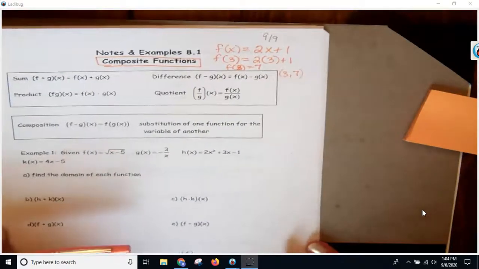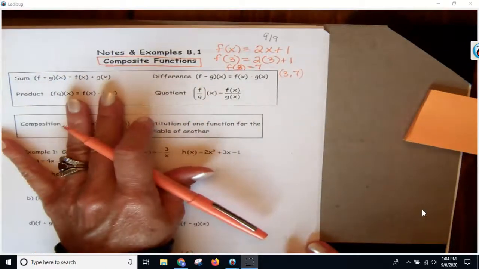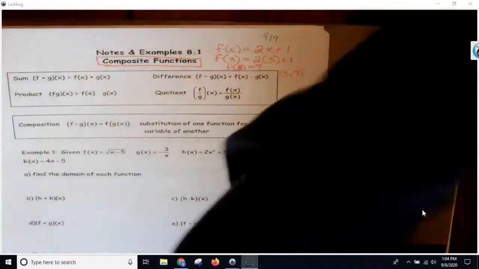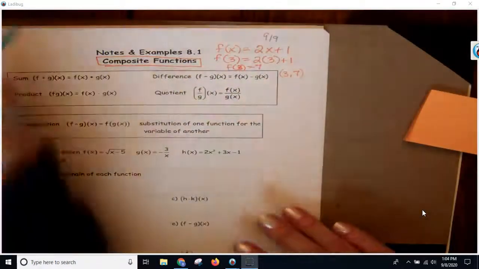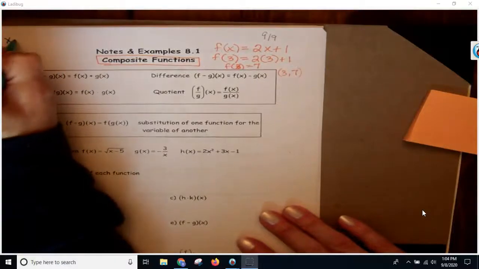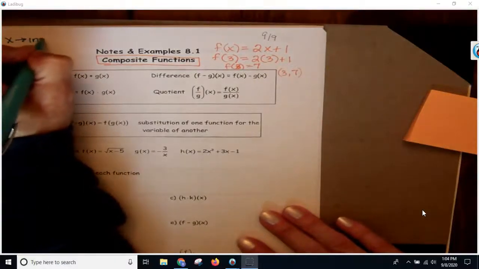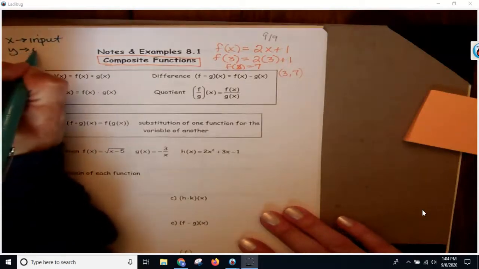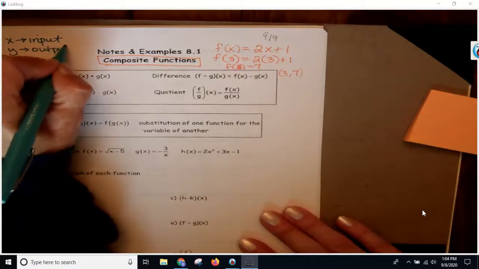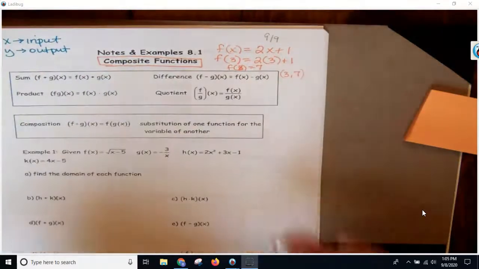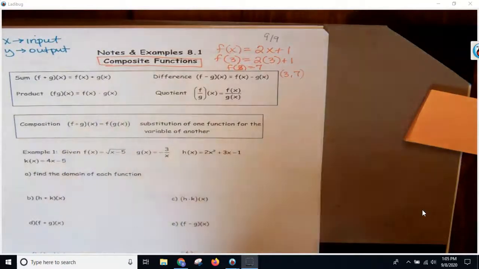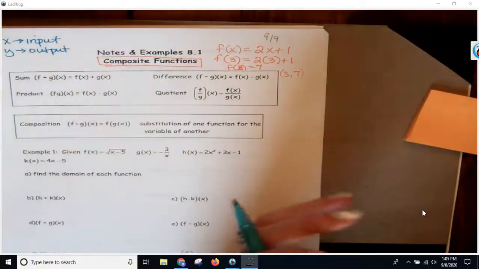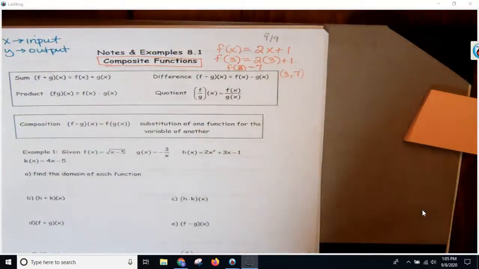Now we're going to talk about something a little bit more in depth about functions. One thing that you also need to keep in mind is that when we talk about the x value, this is your input. And when we talk about your y value, these are your outputs. So keep that in mind as x is being input into a function, and then that function manipulates it and then what comes out.